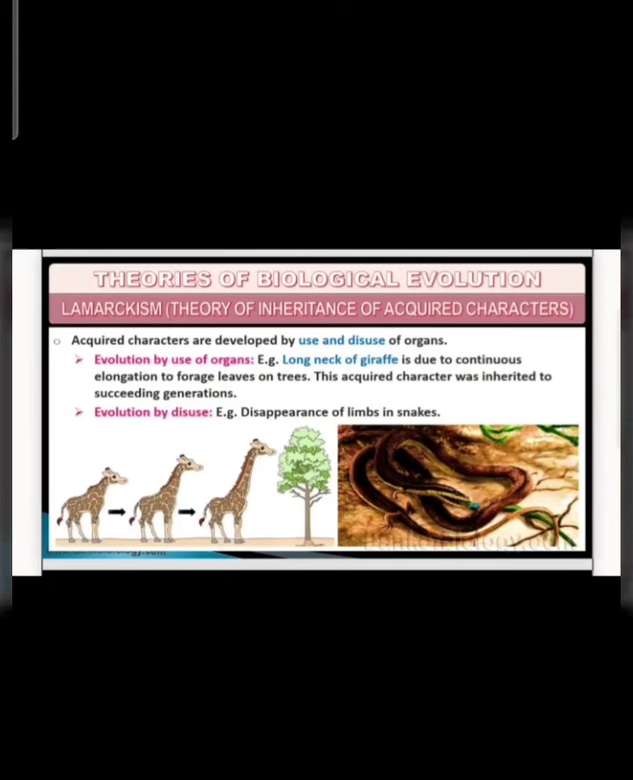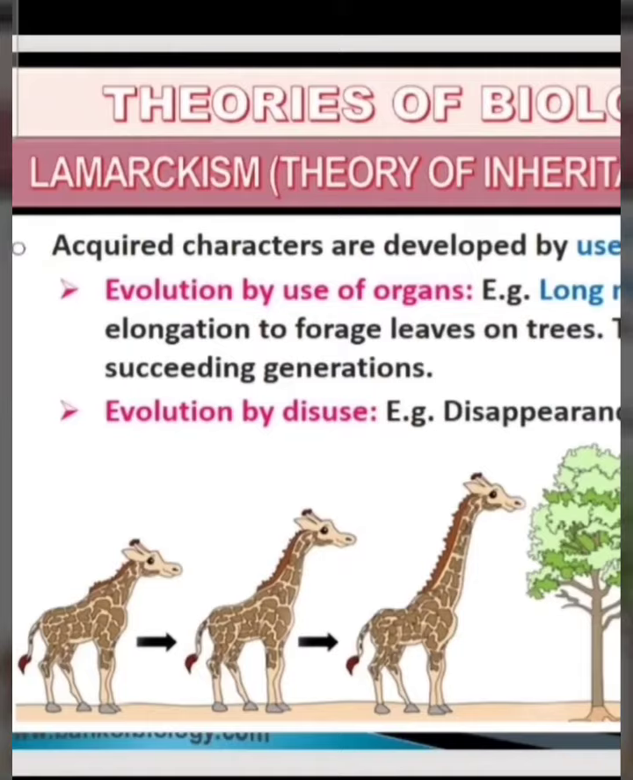Acquired characters are developed by use and disuse of organs. So evolution by use of organs. An example is the long neck of the giraffe. It is due to continuous elongation to reach the forage leaves on the trees. This acquired character was inherited by succeeding generations. Evolution by disuse is the disappearance of limbs in snakes. As you can see, what is Lamarckism?